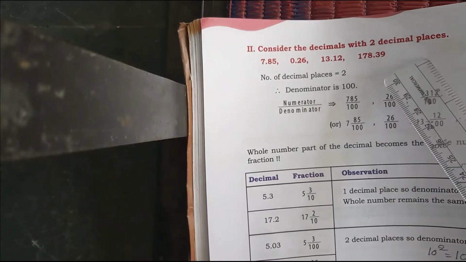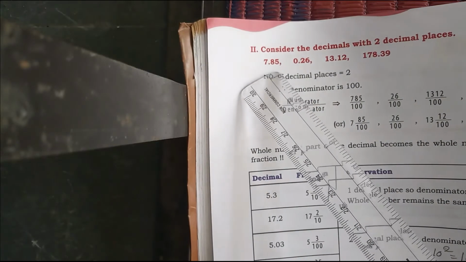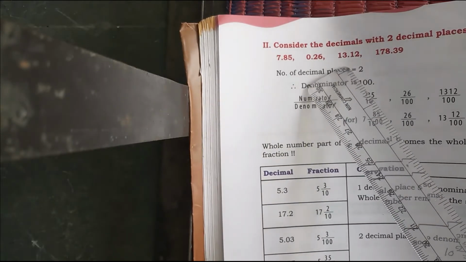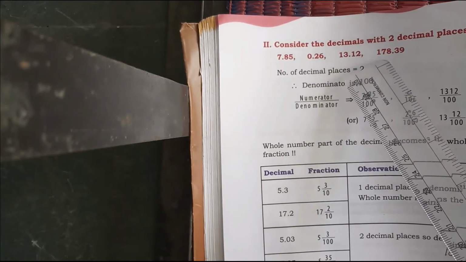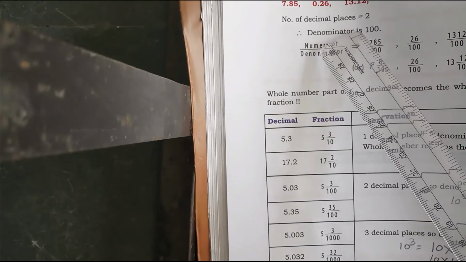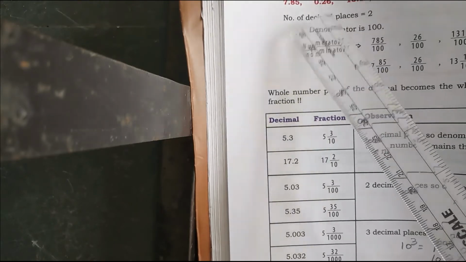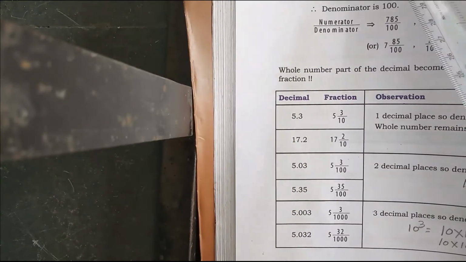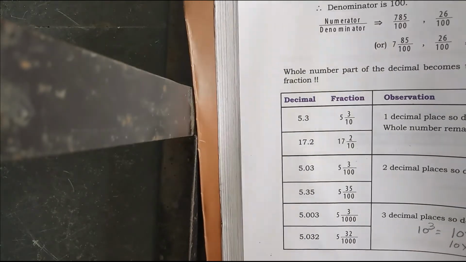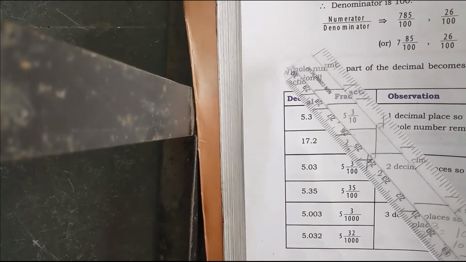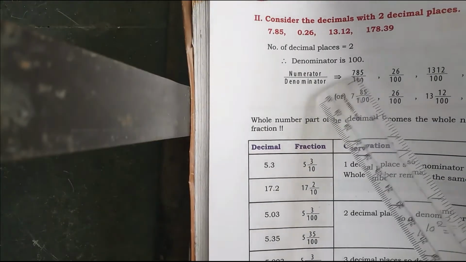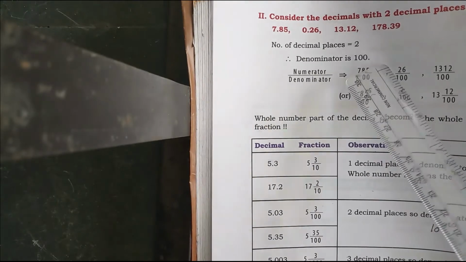Consider decimals with two decimal places, for example 7.85, 0.26, 13.12, 178.39. How many decimal places are given here? Two. Earlier we learned numbers with only one decimal place. One decimal place means the denominator is 10. Now, two decimal places means the denominator will be 100.